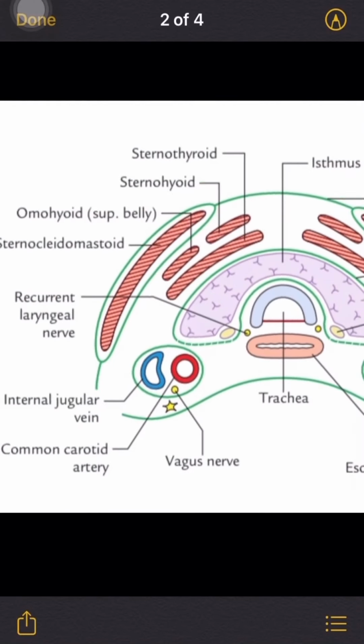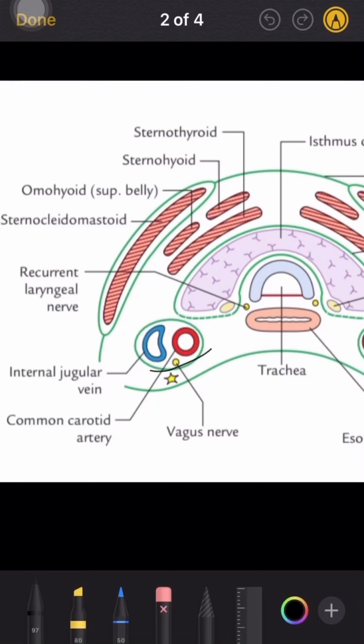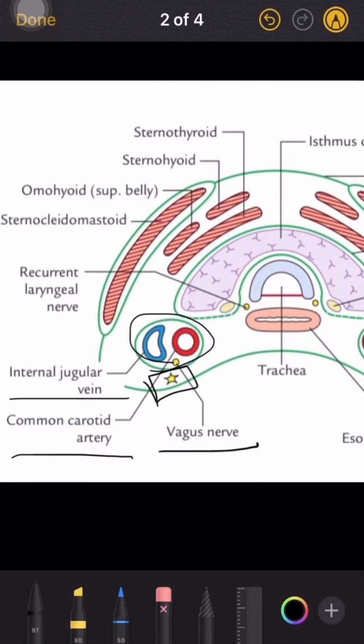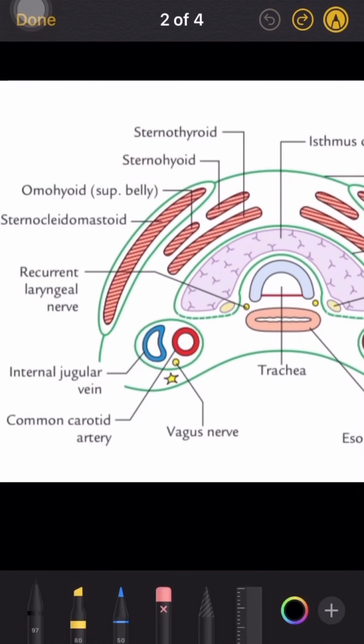Here you can clearly see that there is a carotid sheath, and this consists of the internal jugular vein, common carotid artery and vagus nerve, and behind this carotid sheath there is also a sympathetic chain. Now there is something called the ansa cervicalis which is present in the anterior wall of the sheath, and this ansa cervicalis will be dealt with later in the deep cervical fascia chapter.